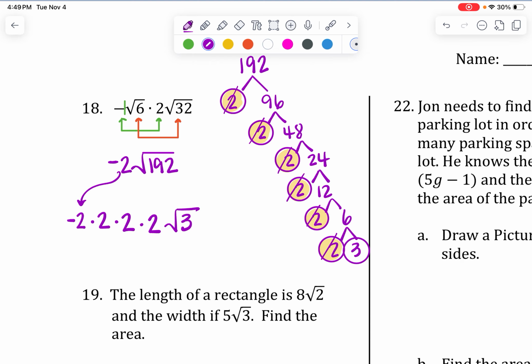And, of course, I need to clean up that mess. -2 times 2 times 2 times 2 is going to give me -16 root 3. And that should be my final simplified answer.